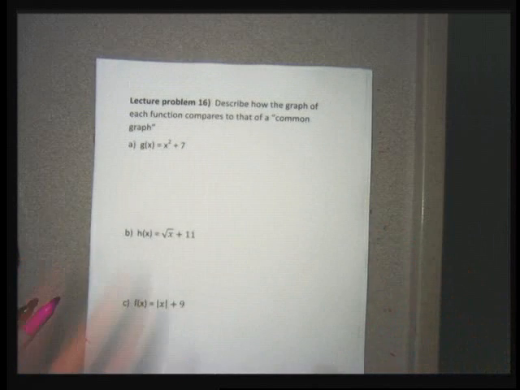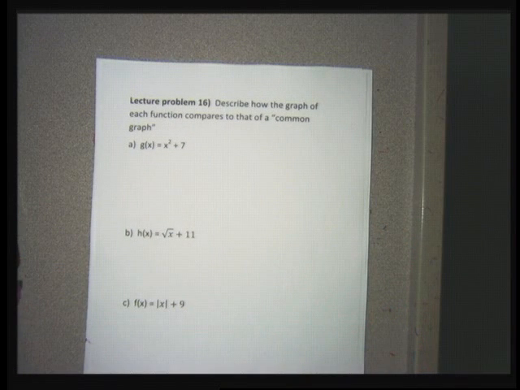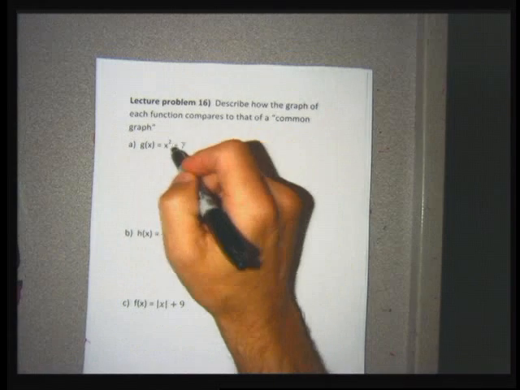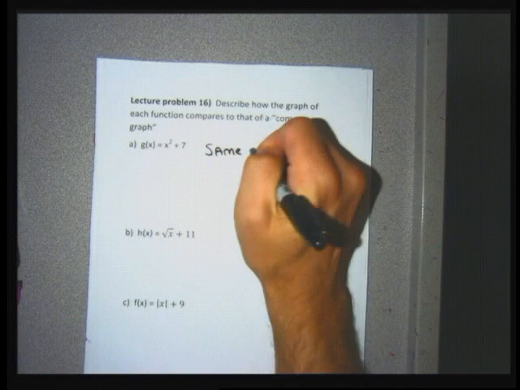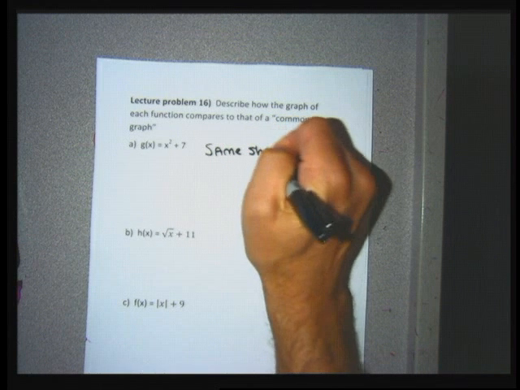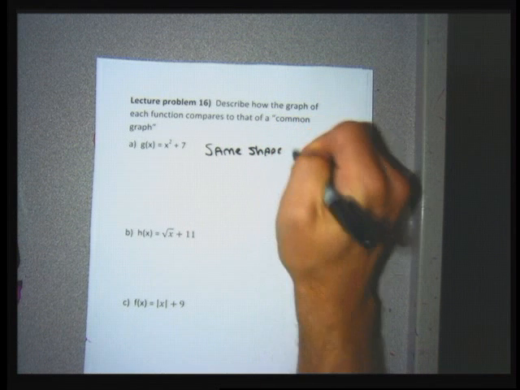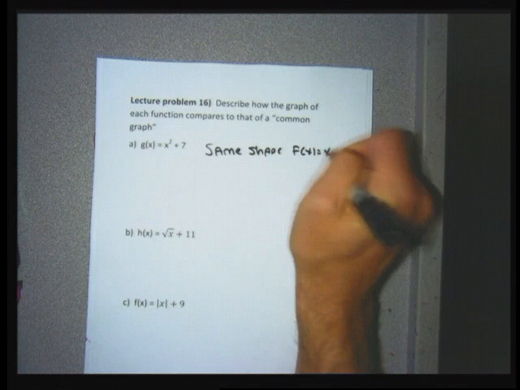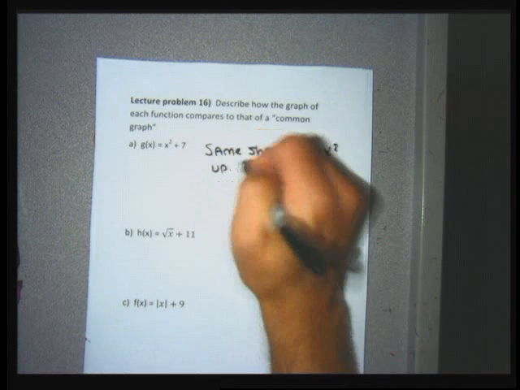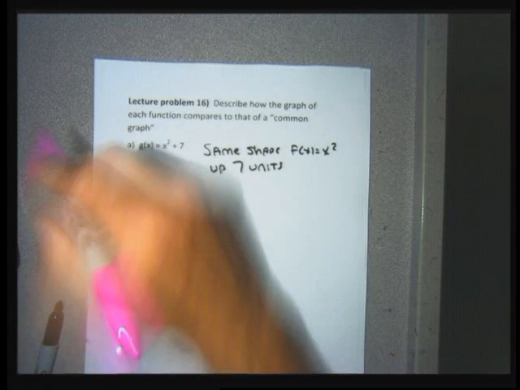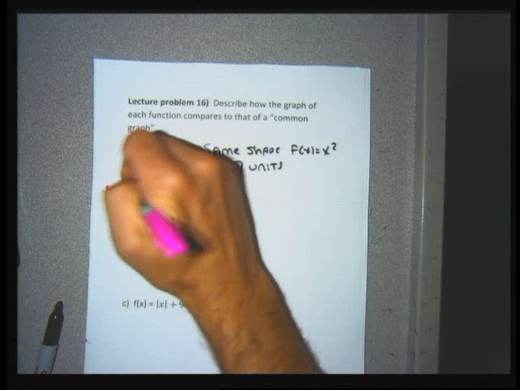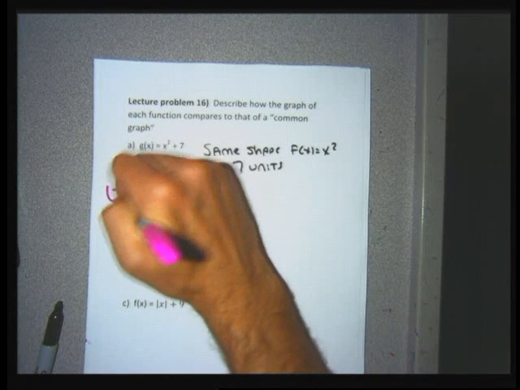These next 3 problems, again, just want to scramble this a little bit. Describe how this graph compares to the graph of x squared. g of x equals x squared plus 7 would be the same shape, or the exact same graph, as the graph of x squared, except this is going to be moved up 7 units. Again, had it said x plus 7 squared, I would say move it to the left.